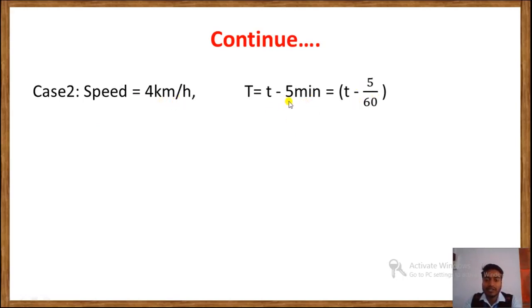5 minutes early. That's why I have given here t minus 5 minutes. Okay. Now t minus 5 by 60. This we have to convert in hour. So t minus 5 by 60.